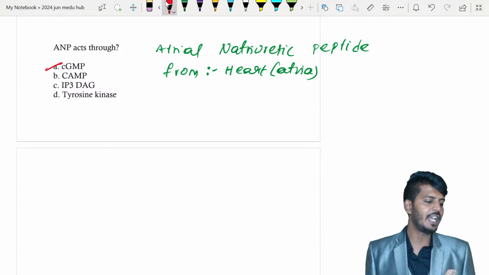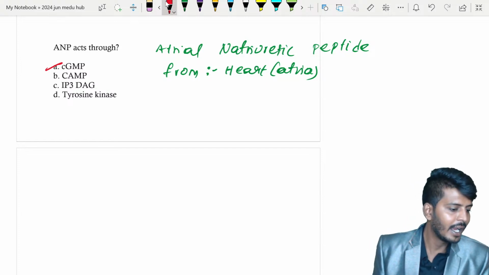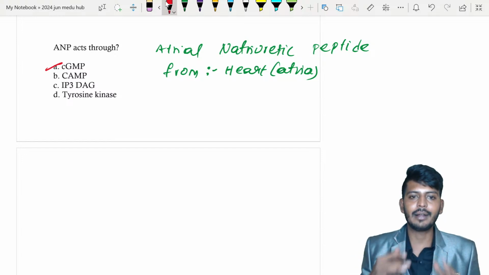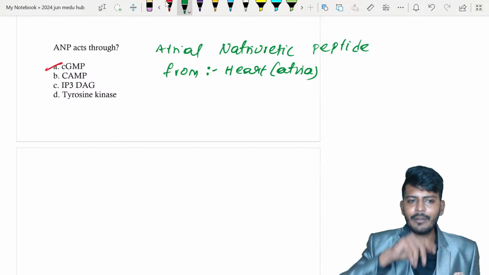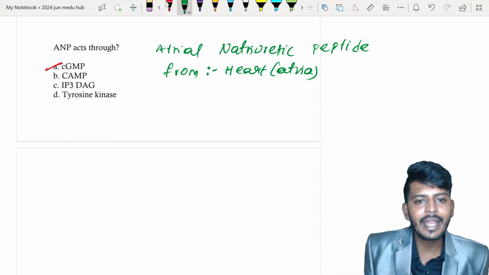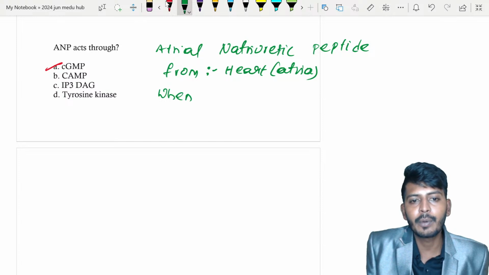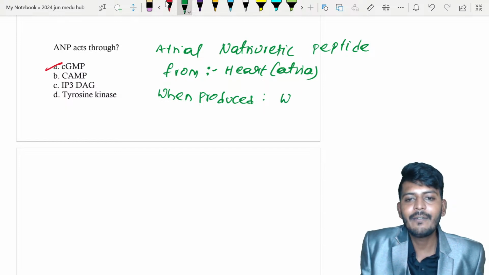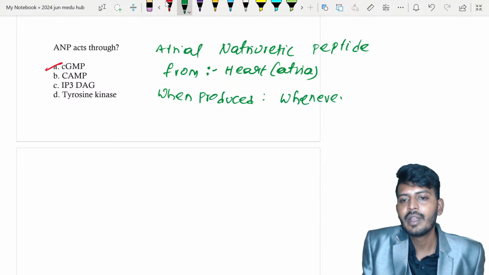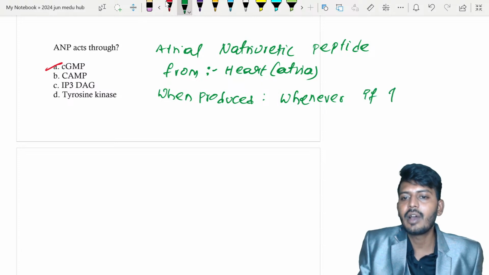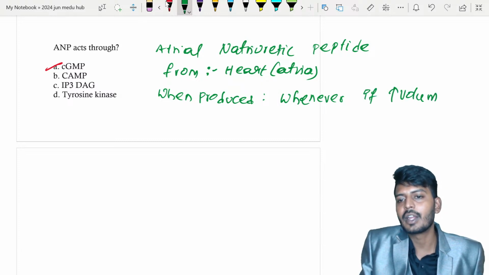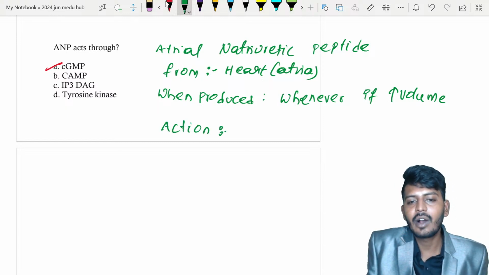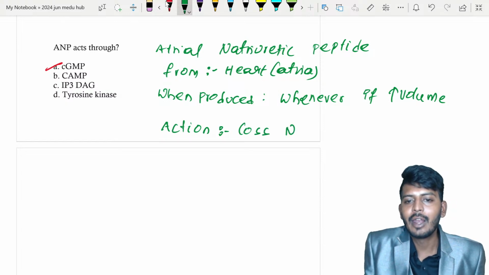You people are absolutely correct, it acts through cGMP. All of you are correct, the answer is A. But let's look carefully here. It is produced from the heart whenever there is an increase in circulatory volume. What does its action do? It will cause the loss of sodium.